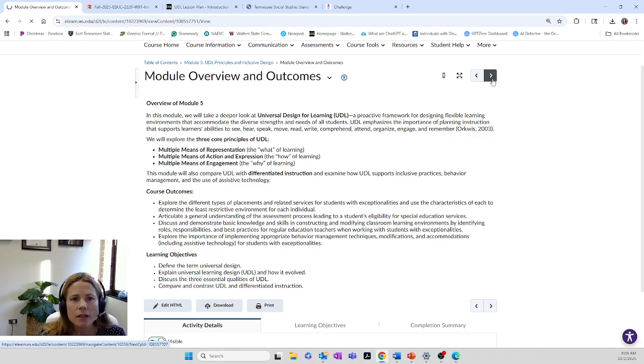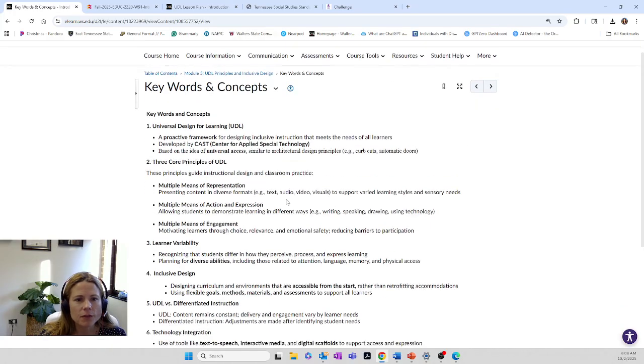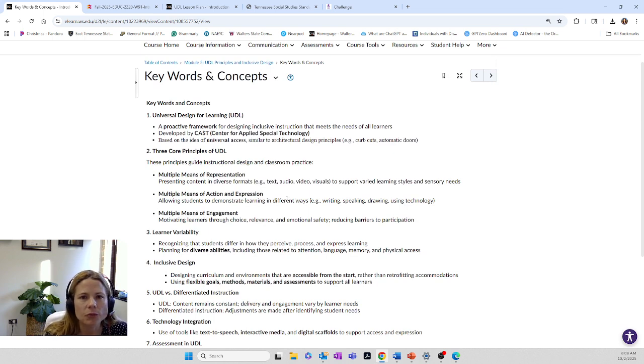So, as always, I give you those key words and concepts that I really want you to hone in and focus on, that's going to help gauge your understanding and meet those module objectives. And then at the end, you'll be able to master those course objectives. But you want to look at universal design for learning, right? Because we said this is like a framework, it's proactive. So you're going to use it to design inclusive instruction.